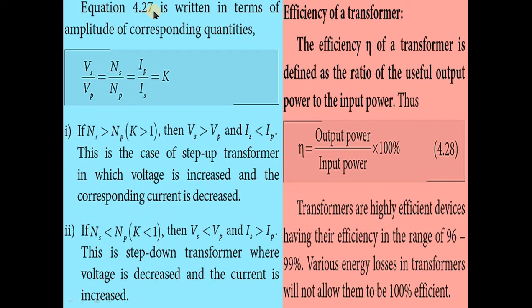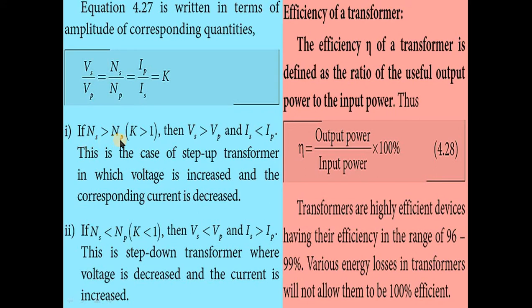Then equation 4.27, the last equation here, is written in terms of amplitude of corresponding quantities. Vs divided by Vp is equal to Ns divided by Np is equal to Ip divided by Is is equal to K. So these 2 points are very important for the step-up and the step-down transformer.